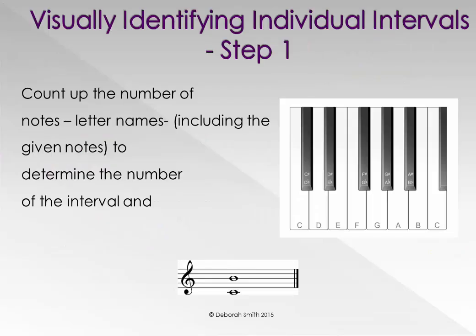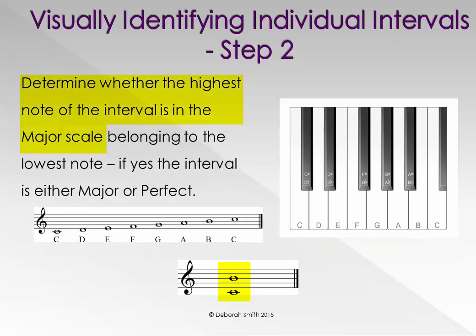To identify a written interval, count up the number of notes or letter names, including the given notes, to determine the number of the interval. Then, determine whether the highest note of the interval is in the major scale belonging to the lowest note of the interval. If it is, then the interval is either major or perfect.